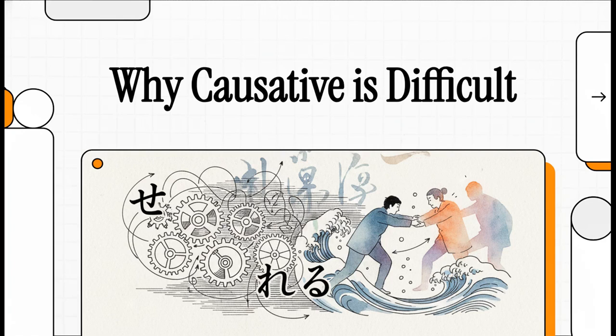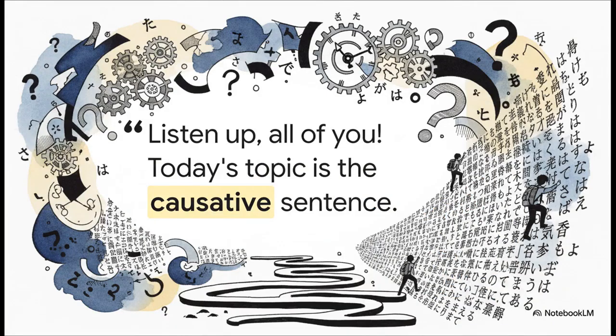All right, soldier, attention. Today, we are going to confront a formidable enemy in your ongoing battle for Japanese fluency. So listen up. Our target today is the causative sentence. That's right, saseru. It looks simple, doesn't it? But don't be fooled. This is the wall where countless promising learners have seen their progress grind to a halt.